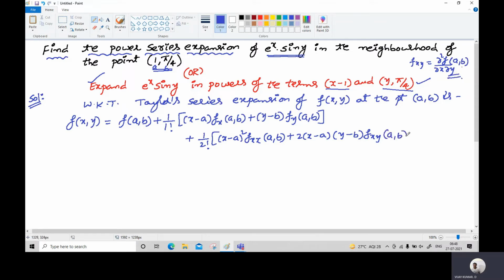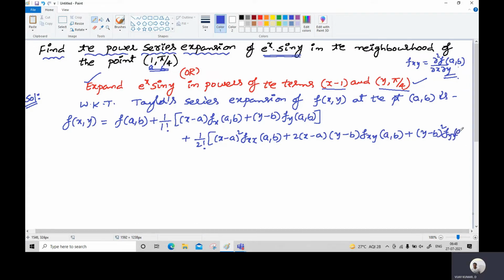Plus y minus b whole square f double y at a comma b, second order partial differentiation of f with respect to y. After that we should replace the point a comma b in that differentiation. So replace the values from the given statement. What is the f of x comma y, function in the two variables, which is e power x into sin y, is equal to: a is nothing but 1, b is nothing but pi by 4. Whenever we have a, replace it by 1. Whenever we have b, replace it by pi by 4.